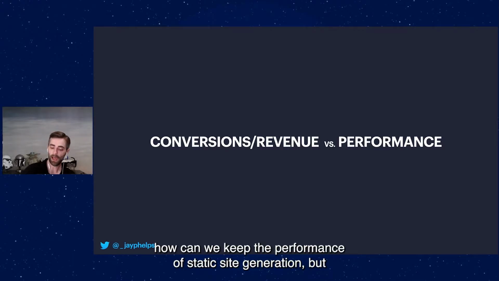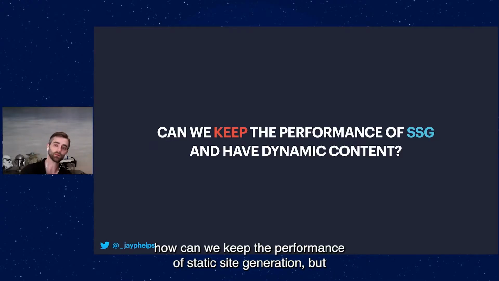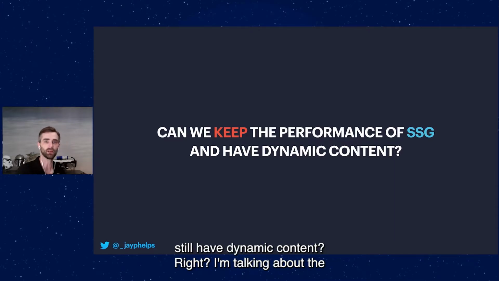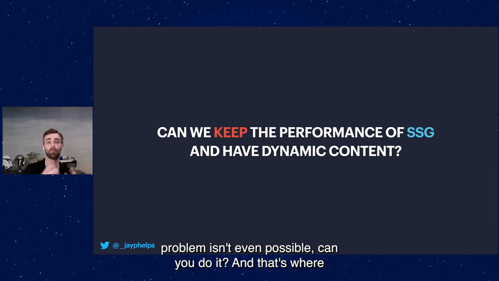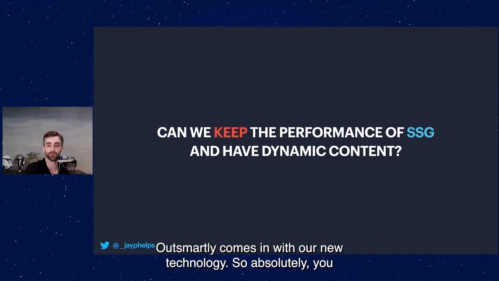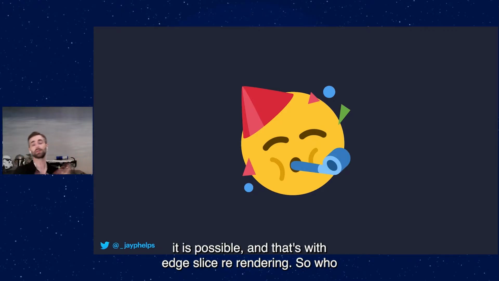So how can we keep the performance of static site generation but still have dynamic content, right? I'm talking about the problem. Is it even possible? Can you do it? And that's where Outsmartly comes in with our new technology. So absolutely, it is possible. And that's with edge slice re-rendering.